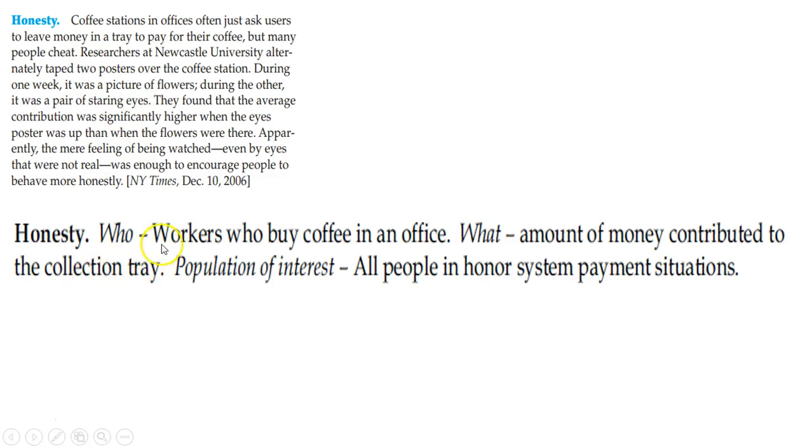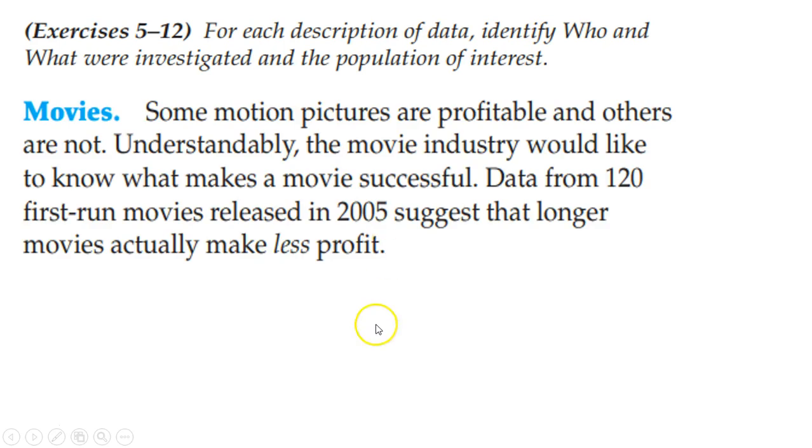So, the who. Who was it? Well, who were the workers who were buying coffee? That's the who, right? They were the ones buying coffee. The what was the amount of money contributed, right? And the population that we were looking at, they were all the people, and the interest that they were at is the honor system, basically. So it's just trying to read a problem, and can you see who it's basically about, and what it is about, and then the population were the people, and whether the honor system was taking place.